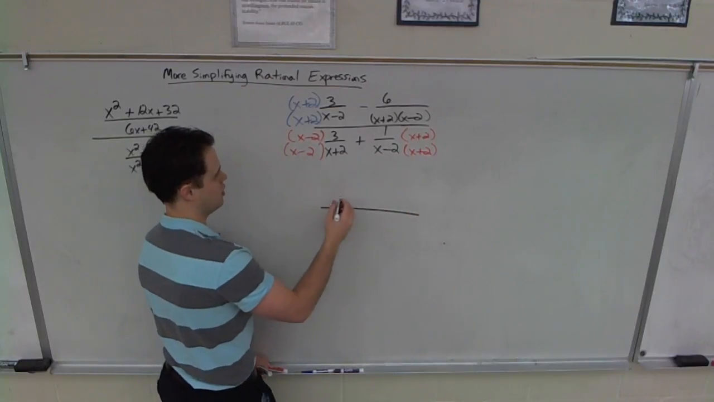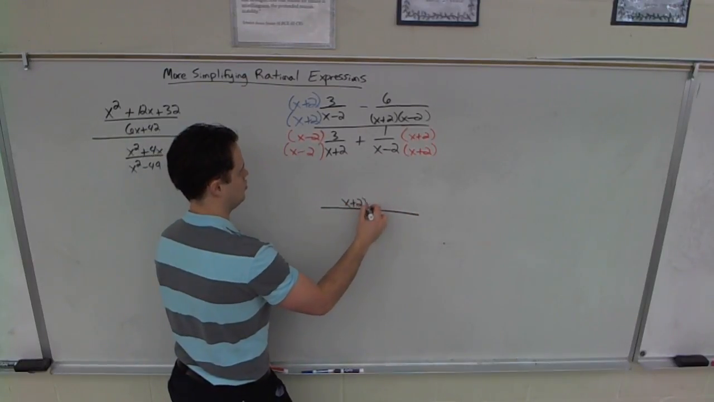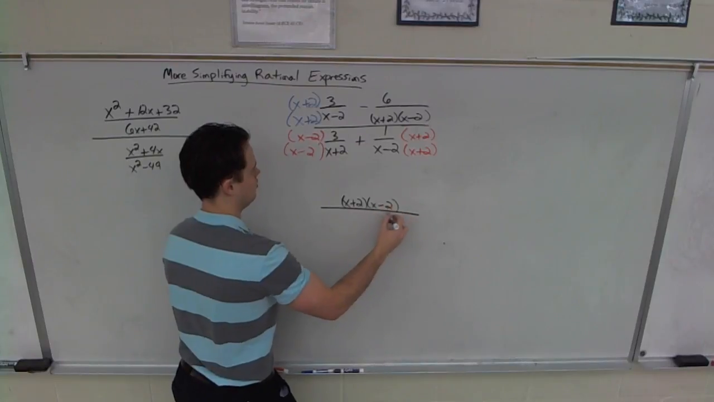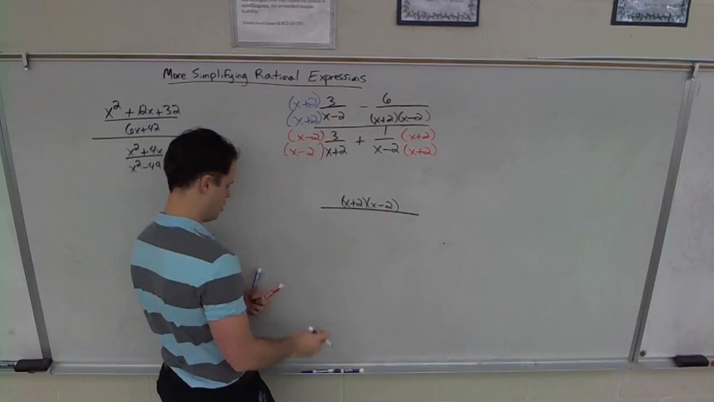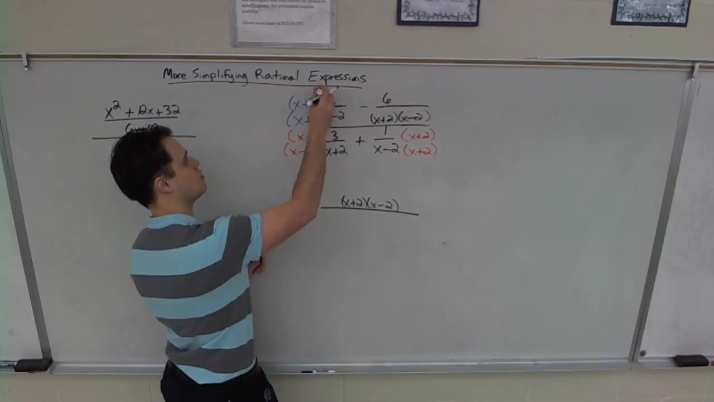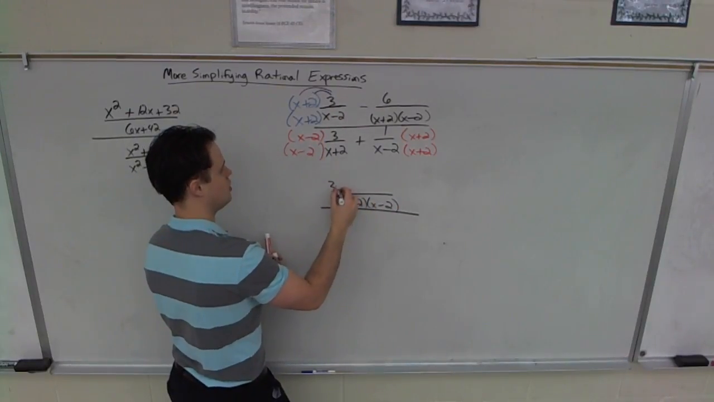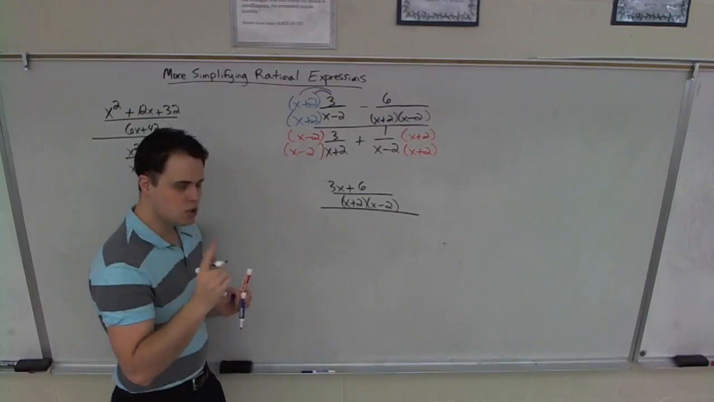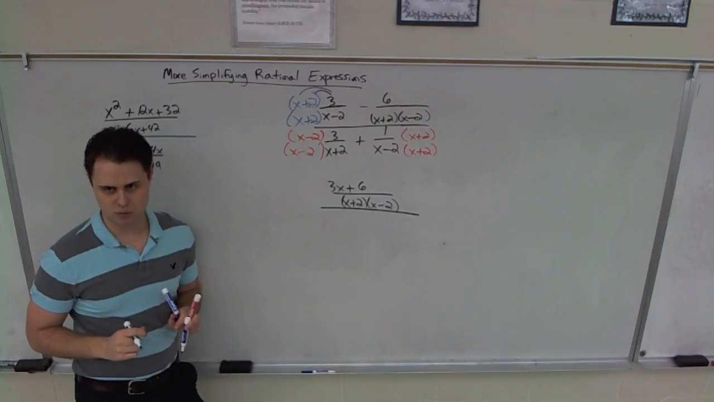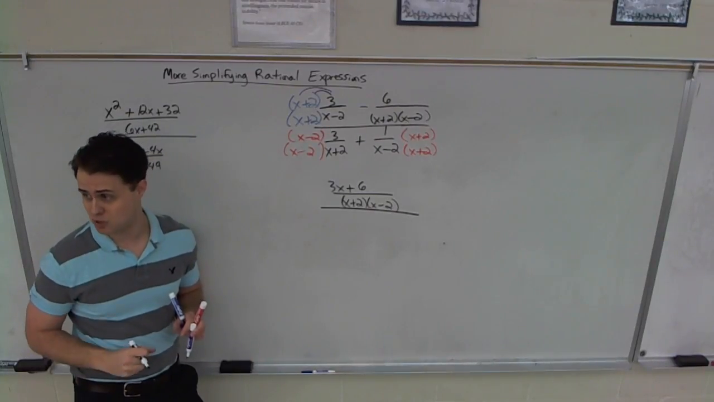So I'm going to say, all right, on top I have x plus 2, x minus 2. If I distribute here, I need more colors. Then I'm going to get what? 3x and 6.